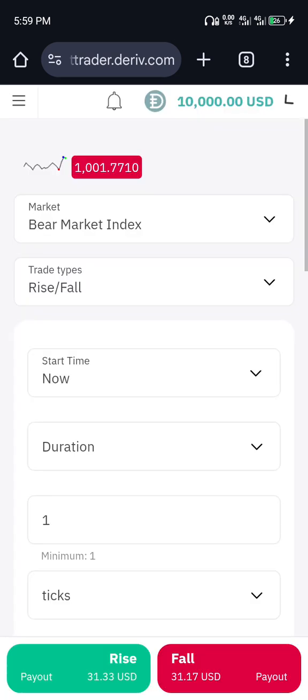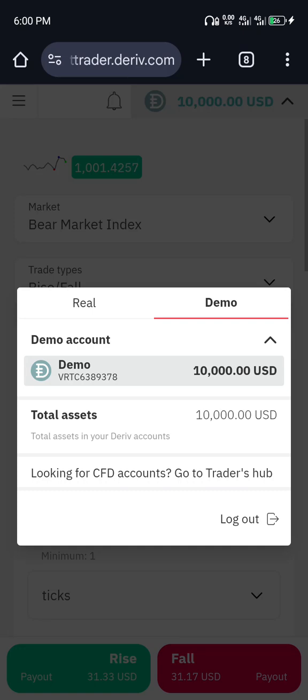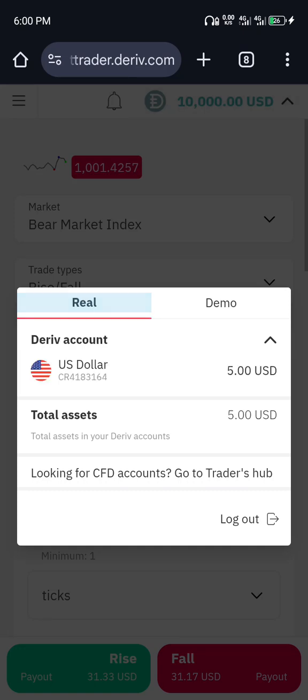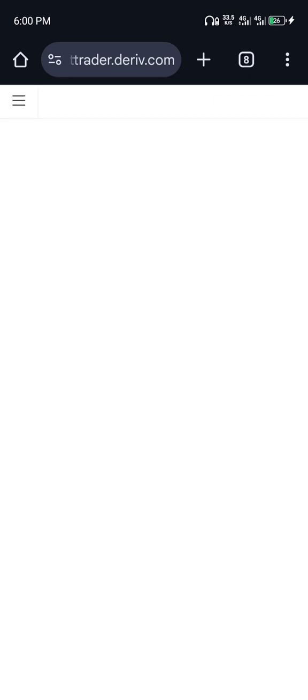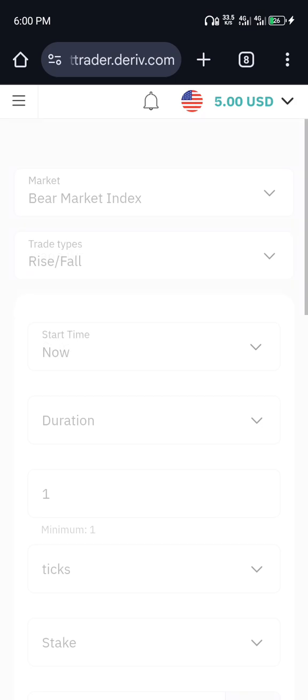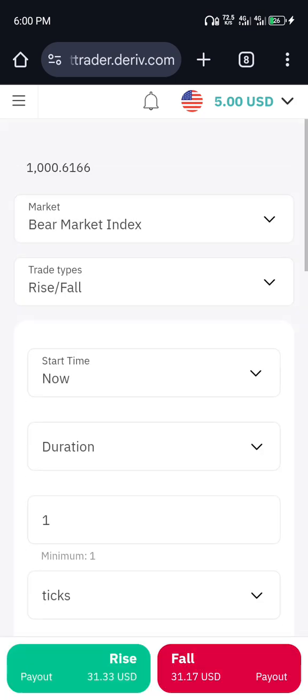This is my trading account. This is a demo. I'm choosing the real account. Of course, you can see 5 USD. This is a real account, and that's what we are going to use to trade. This is a live trading session, and this is binary option trading, and we are trading on the platform Deriv.com.